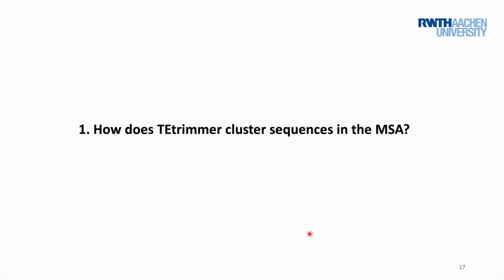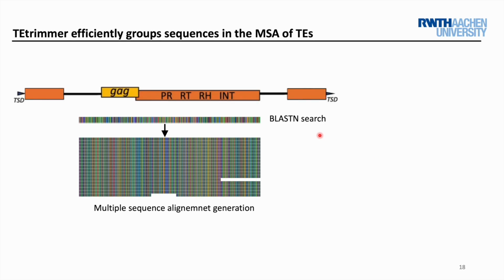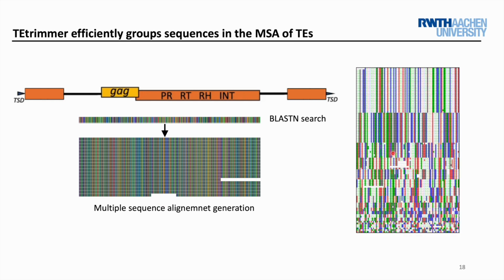Then to the first one. How does TEtrimmer cluster sequences in the multiple sequence alignment? Here I give a reason why it's necessary. In the traditional manual curation of TEs, here's the step. You have your query, do a BLAST search, and do multiple sequence alignments. But in the real case, you do not have a multiple sequence alignment like this, which is very clean. You will always have something like this.